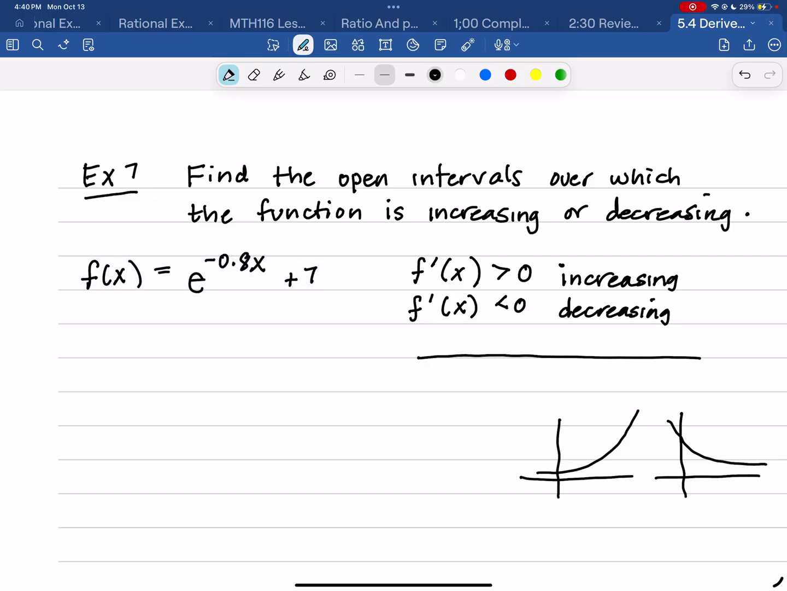Remember we said the domain of the e function was negative infinity to positive infinity. It has no discontinuities. So all we have to do is put our critical numbers. So we have to find f prime of x and set it equal to 0. So it's going to be e to the negative 0.8x times negative 0.8.